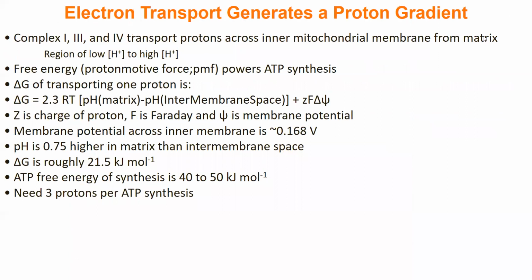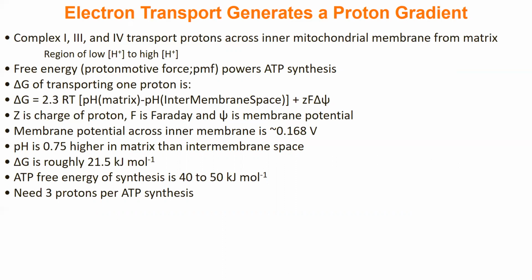So to really make this free energy, we have to have that proton gradient, which again, complex 1, 3, and 4 create, using the power of moving electrons. They're using that free energy to pump hydrogens from low to high, so they're going against diffusion. And this free energy, which is called proton motive force, or PMF, is what is going to power ATP synthesis for us. And the energy of this, we can calculate.